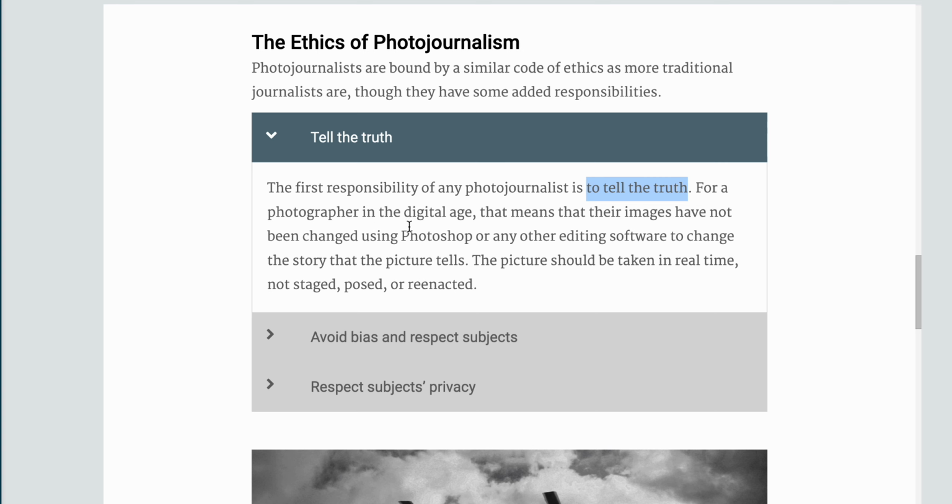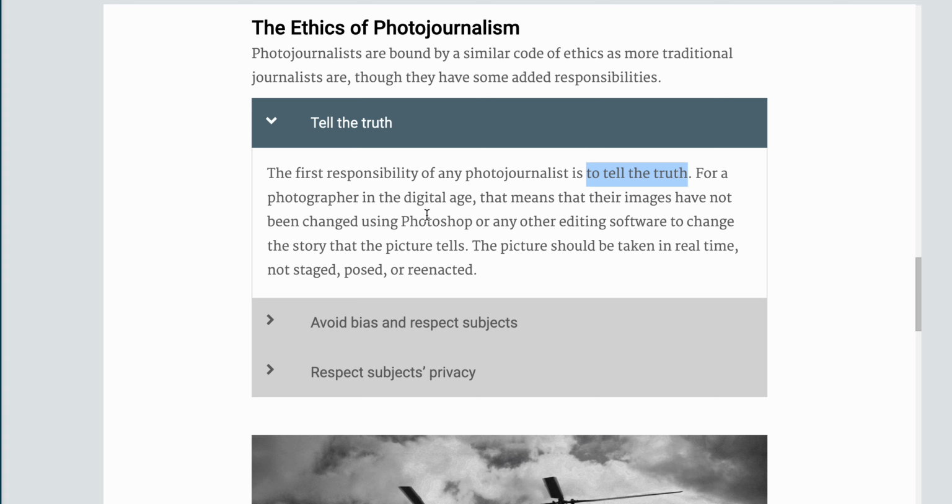For a photographer in the digital age, this means their images have not been changed using Photoshop. So the idea of Photoshop and other tools to change photos, this idea is not accepted at all. This is not ethical to use any Photoshop techniques or to use any AI technique or other editing software to change the story that the picture tells.